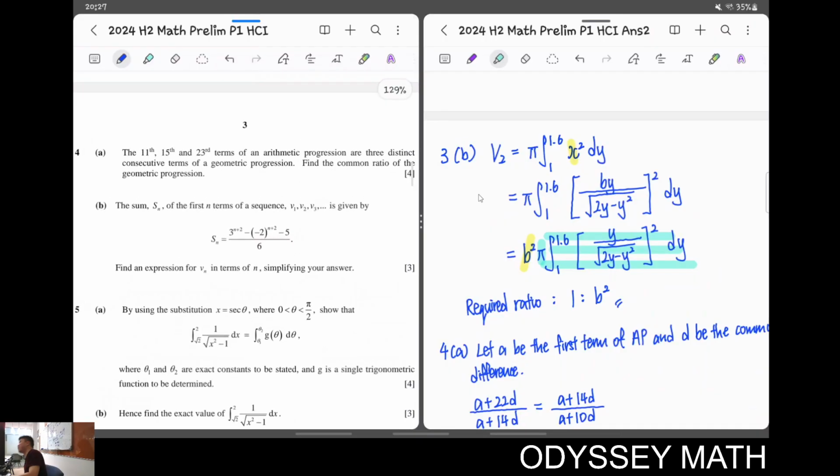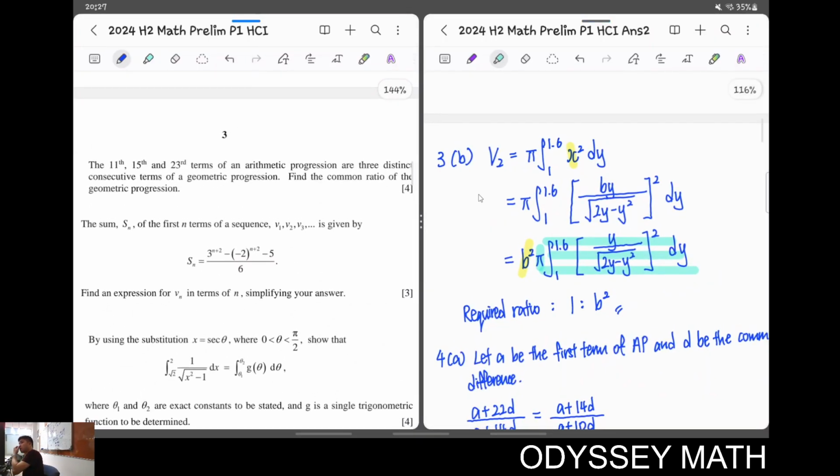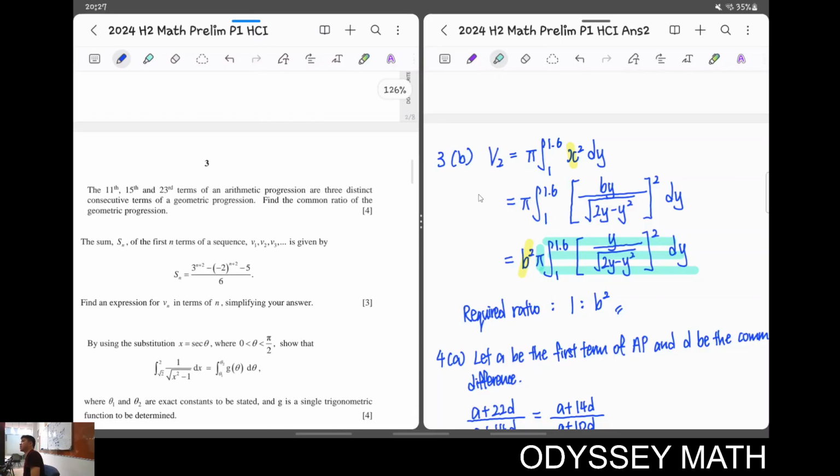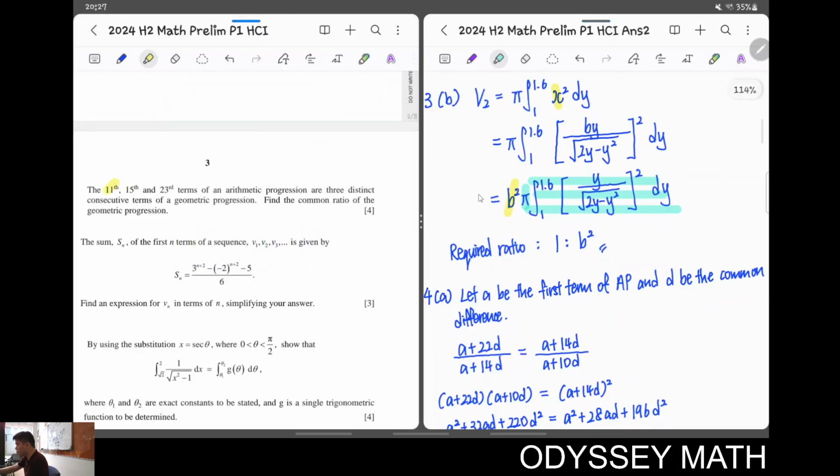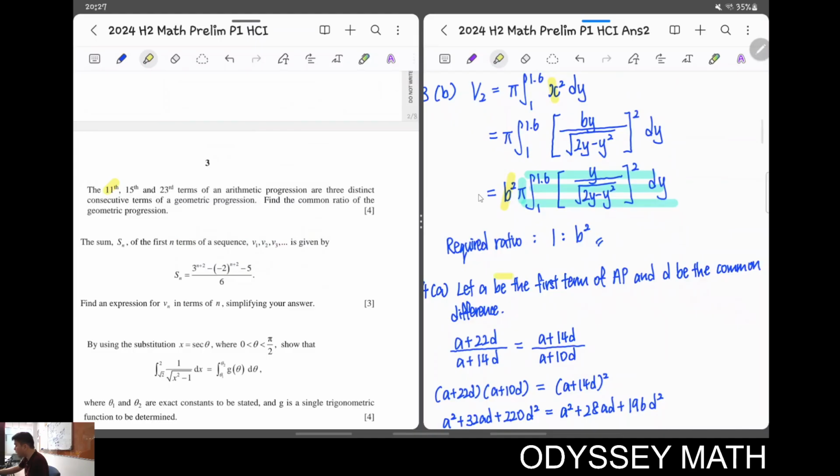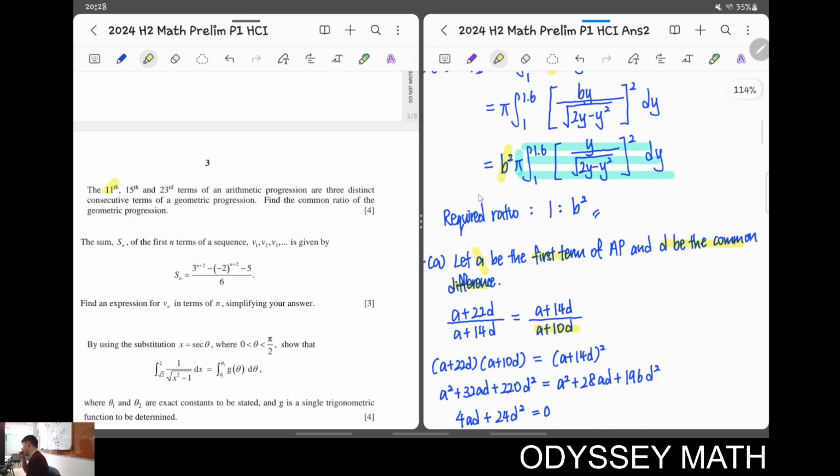4a. The 11th, 15th, and the 23rd terms of an AP are 3 distinct consecutive terms of a geometric progression. Find the common ratio of the geometric progression. Okay, this is a very standard question that by right you must be able to score. So the 11th term, first we define: let A be the first term and D be the common difference. So the 11th term is A plus 10D. The 15th term is A plus 14D and the 23rd term is A plus 22D.